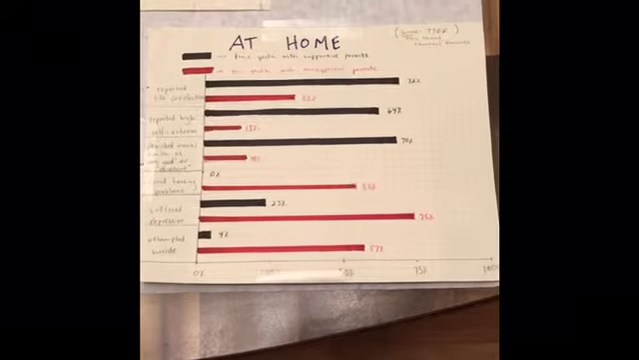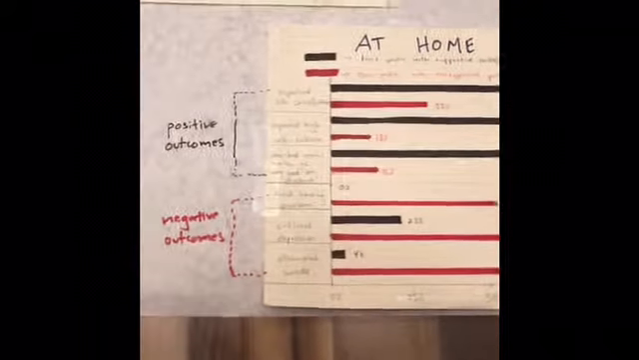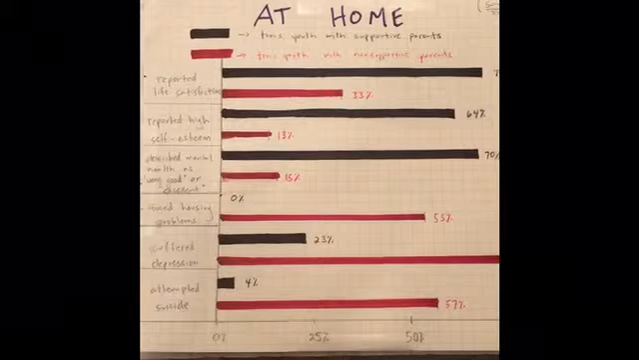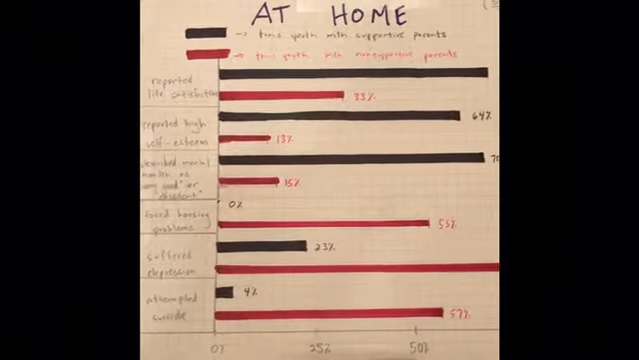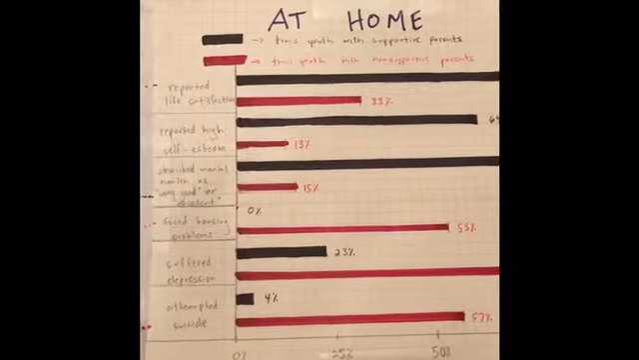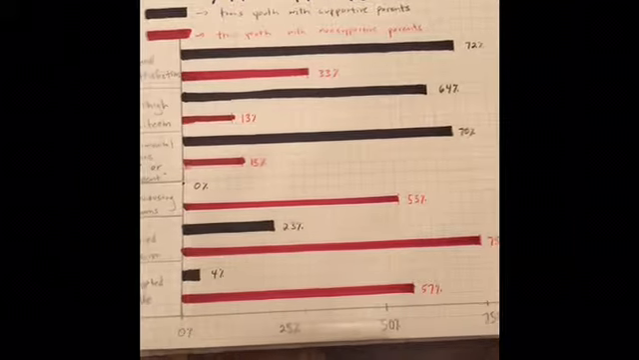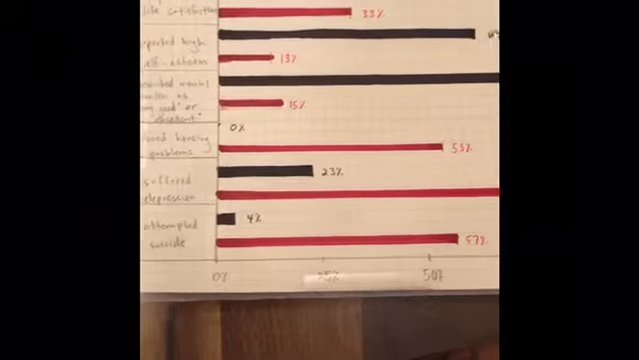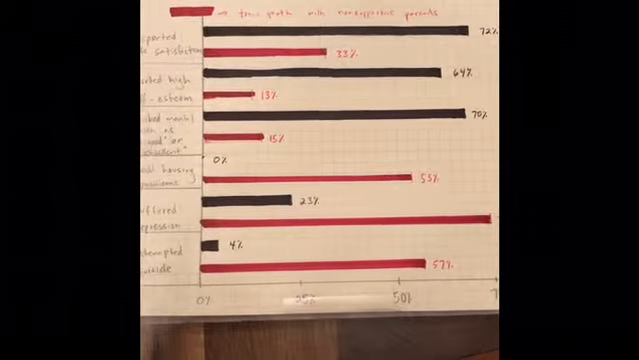And I made this graph with data from TSER, which is the Trans Student Educational Resources. And it just compares positive outcomes and negative outcomes of trans students in their home lives, comparing trans students with supportive parents to trans students with non-supportive parents. And you can see that metrics like reported life satisfaction, reported high self-esteem, described mental health as very good or excellent are much higher in trans youth with supportive parents, and negative outcomes like faced housing problems, suffered depression, or attempted suicide are much greater in trans students who live in households with non-supportive parents.